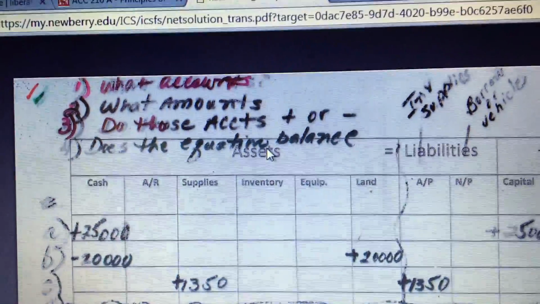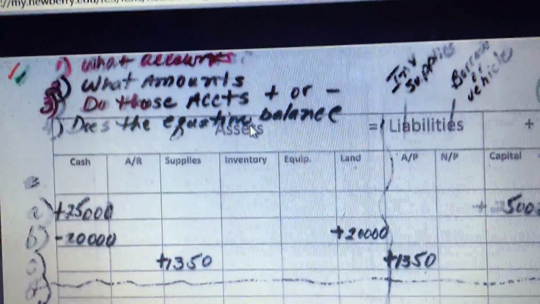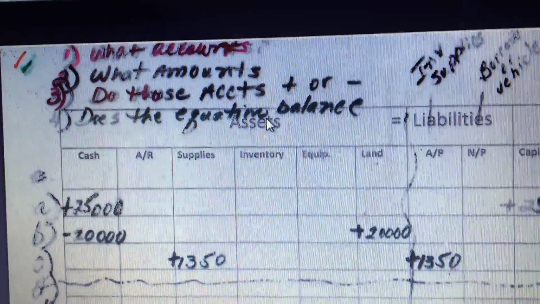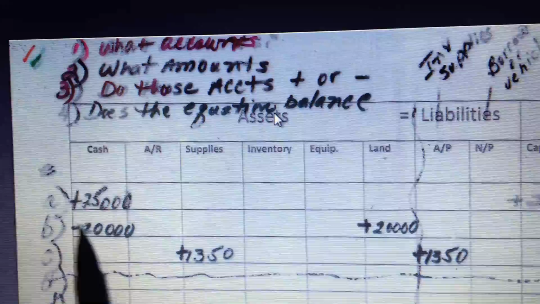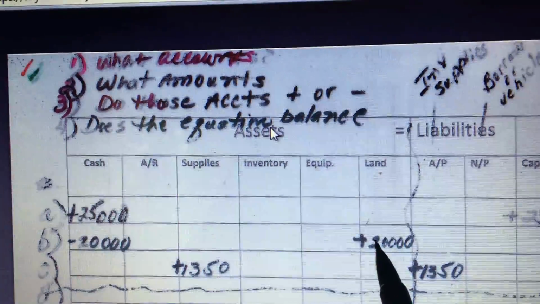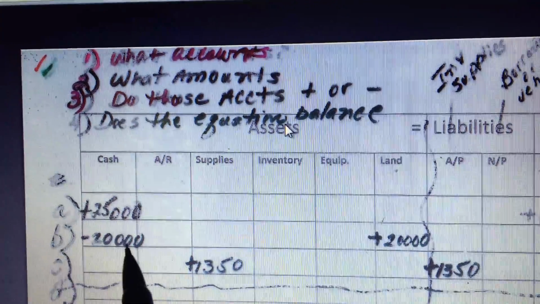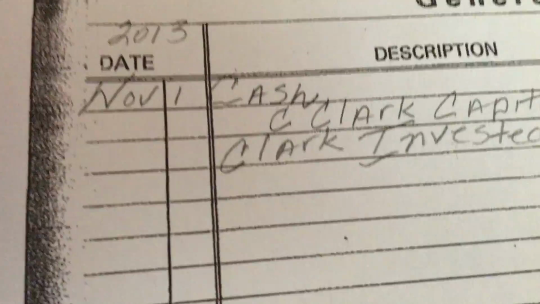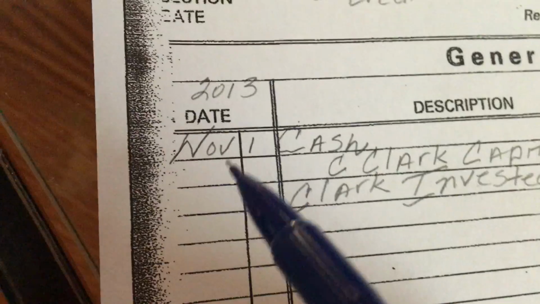So ask yourself, which one is the debit? Which one's going to increase? Notice they're both on the same side of the equal sign. Both of them are assets. Land is going to increase. Cash is decreasing. So land will be your debit because of your rule. So come over here and skip a line.